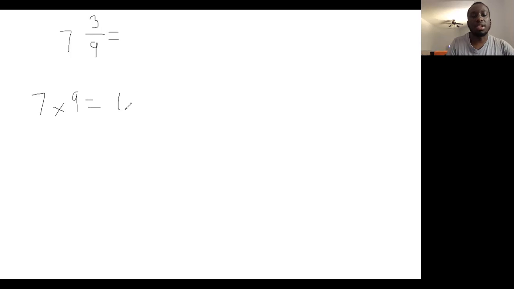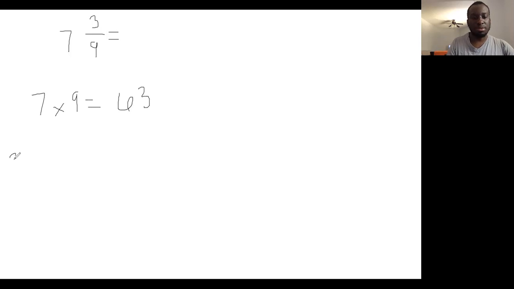And I'm going to do one more. This is the last one. And I'm not going to write the steps. I'm just going to say them. So I'm going to do 7 and 3/9. My first step is to multiply my whole number and my denominator. So 7 times 9 equals 63.